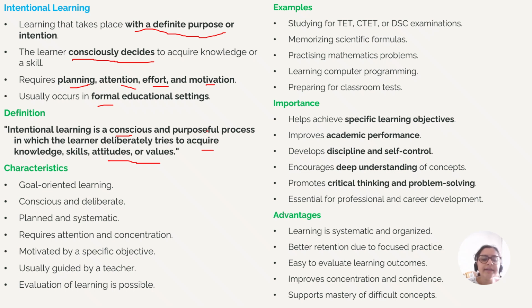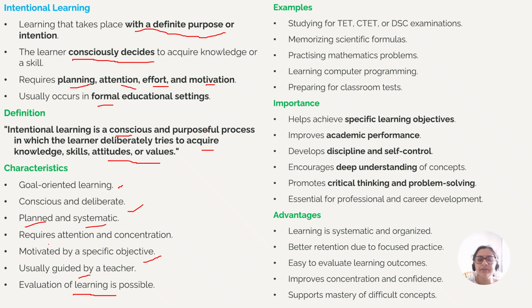What are its characteristics? It is goal oriented. It is conscious and deliberate. It is planned and systematic. It requires attention of the learner and proper concentration. It is motivated by a specific objective. That means there is a motto. There is a specific objective, usually guided by a teacher. A teacher is the main person of intentional learning. Then evaluation of learning is possible. That means how much a student has learned, the teacher will be able to know.